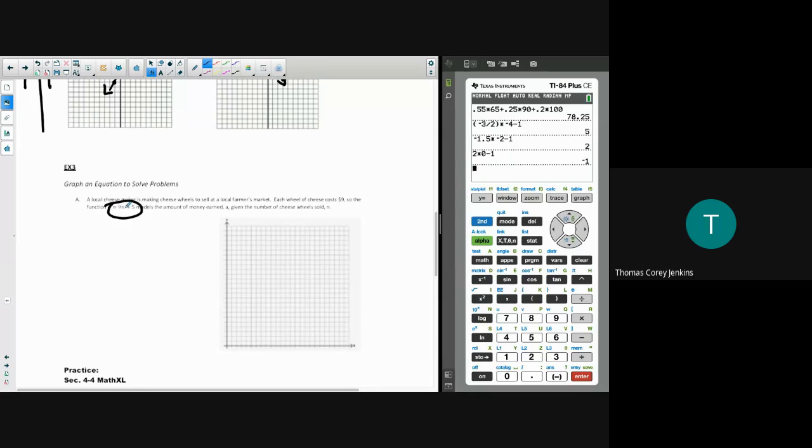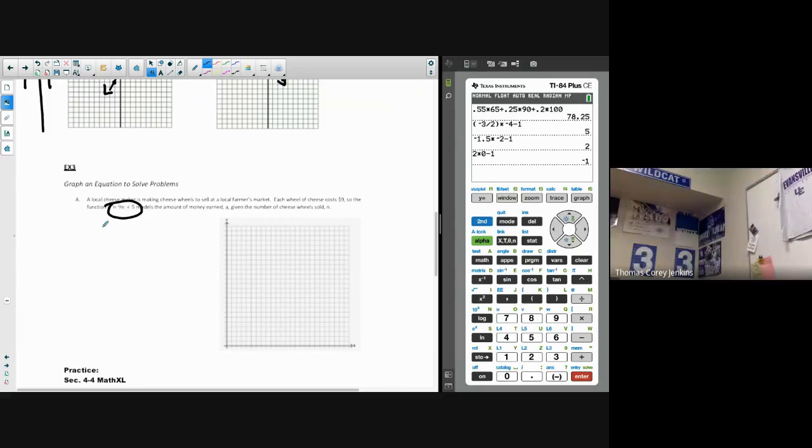So N is normally where X is, right? So if we have N wheels of cheese, what does that make A? Right, A depends on N. Let me put that N in the right spot.